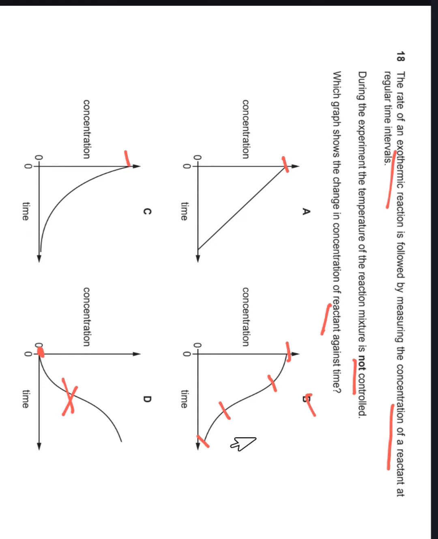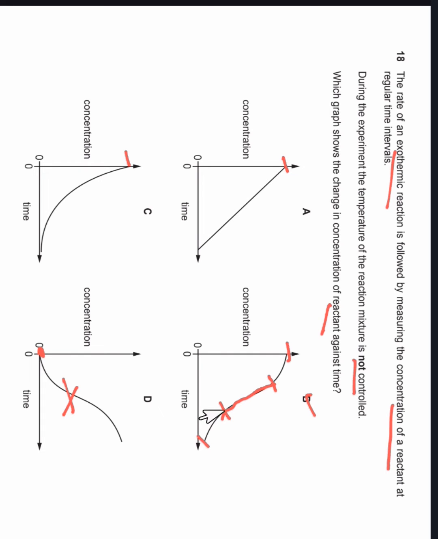So for this graph we can see that as the reaction starts, the concentration of the reactant starts to decrease. As the concentration of the reactant decreases, the reaction occurs, and the reaction is exothermic. That means heat energy is released to the solution. Since heat energy is released to the solution, the temperature of the solution increases. And as the temperature increases, more collisions occur between the reactants and the rate of the reaction increases. And as the rate of the reaction increases, more reactant is used up. Therefore, the concentration of the reactant starts to decrease at a higher rate.